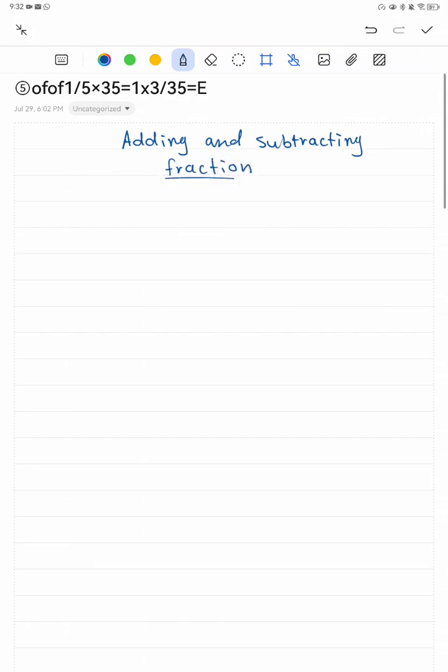When adding and subtracting fractions, there are two cases. The first case is when the denominators are the same. Of course, we know what the denominator is: the bottom number of the fraction. 1 over 4, for example. The 4 is the denominator.